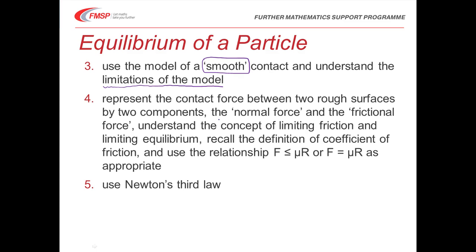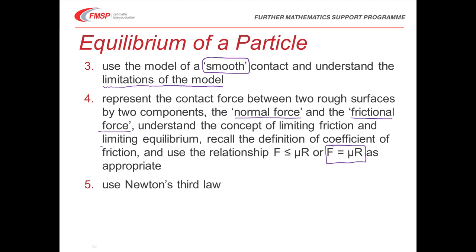Section 4 involves contact between two rough surfaces. Firstly, there's the normal contact force or the normal reaction force that's perpendicular to the plane, for example, when an object rests on a plane. And if surfaces might move against each other, there's the frictional force. And we understand that F equals mu R is the maximum value of that frictional force.